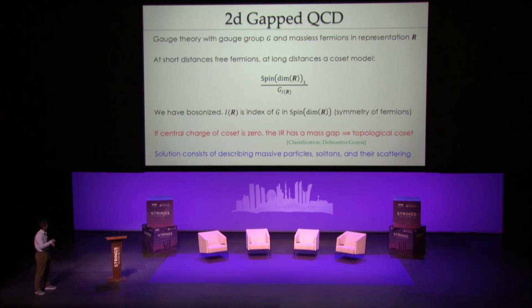And the denominator is the gauge group at a suitable level. And typically, that's a conformal field theory. But if the central charge of this coset happens to be 0, then the infrared has a mass gap, and that's a topological coset. So that's the simplified setting that I'll be focused on here. And okay, we'd like to understand what are the massive particles, solitons, and their scattering.